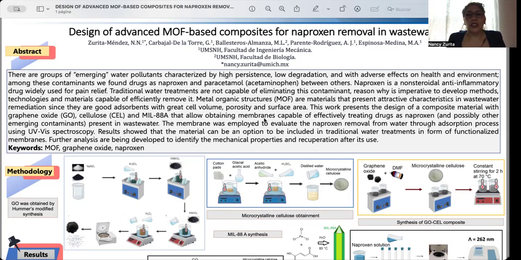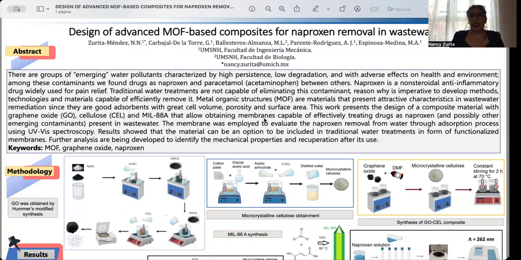Naproxen is a nonsteroidal anti-inflammatory drug. It is widely used for pain relief, and traditional water treatments are not capable of eliminating this contaminant. This is why it's imperative to develop methods, technologies, and materials that are capable of efficiently removing it. Metal organic structures are materials that present attractive characteristics in wastewater remediation, since they are good adsorbents with great cell volume, porosity, and surface area.